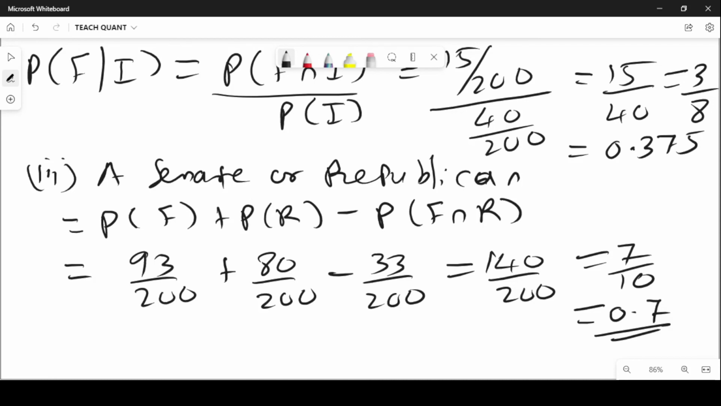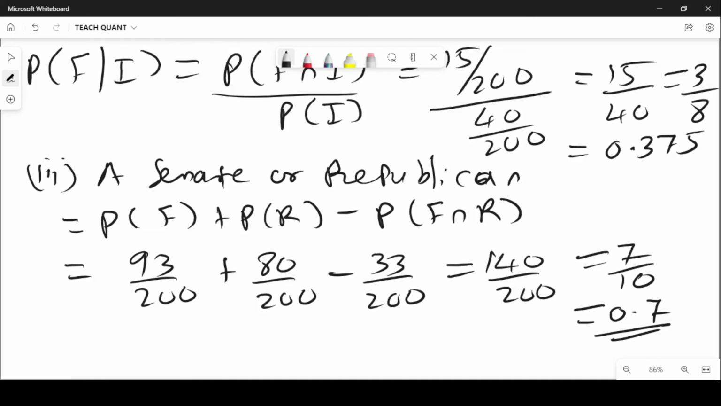So what does that mean? You are either picking a Republican or you are picking a female. Now, those who are Republicans, irrespective of being male or female, are 80. Those who are female are 93. So if you add those, you get 173. But now, remember that there is where the Republican and the female intersect. So those values are counted twice. And that's why we are subtracting one of them, the intersection. So that will give us the probability.